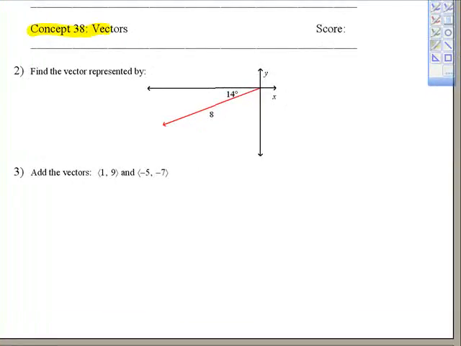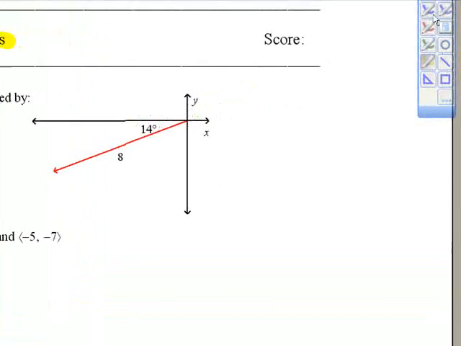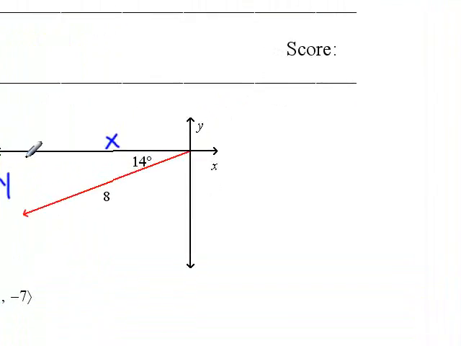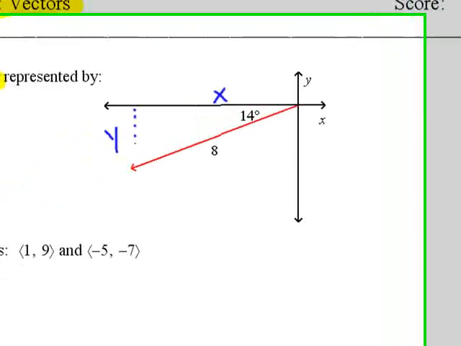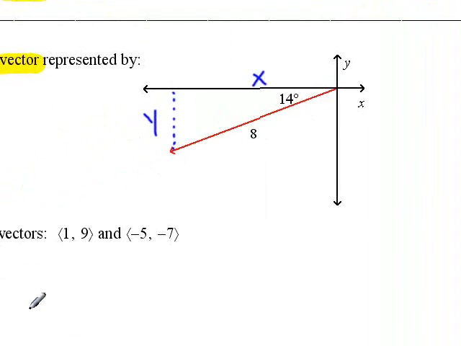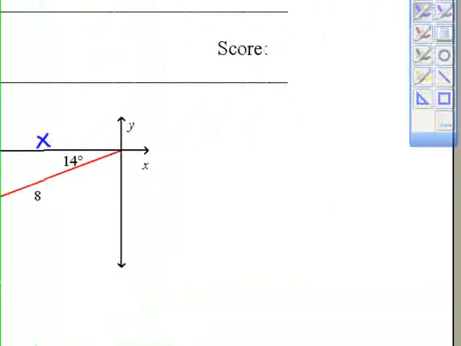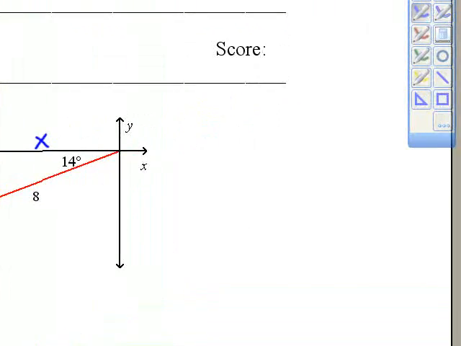Concept 38, vectors. It says find the vector represented by the diagram. So when they say find that, we need to find basically its coordinates. We need to know how far it's going in the horizontal direction and how far it's going in the vertical direction to find its coordinates. So let's complete the triangle here. And we need to be able to find that x and that y in that diagram, knowing that this is a right triangle. So any ideas?